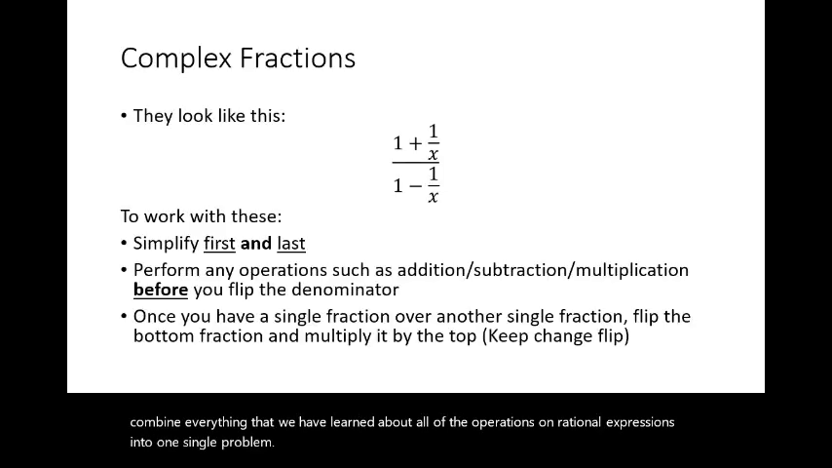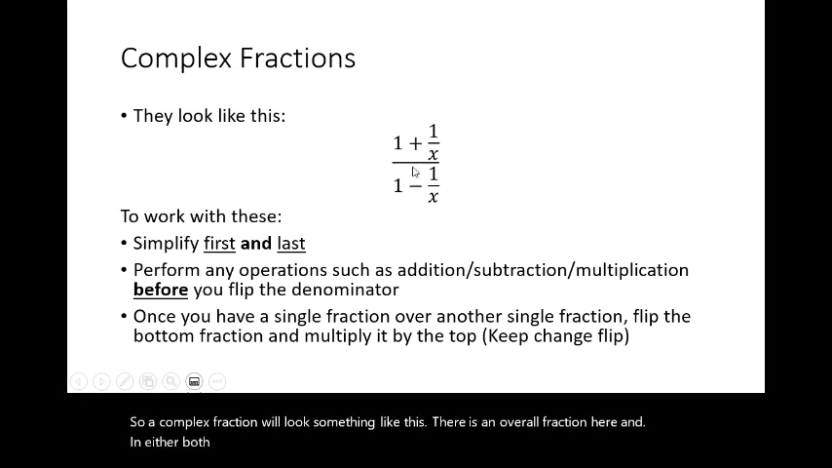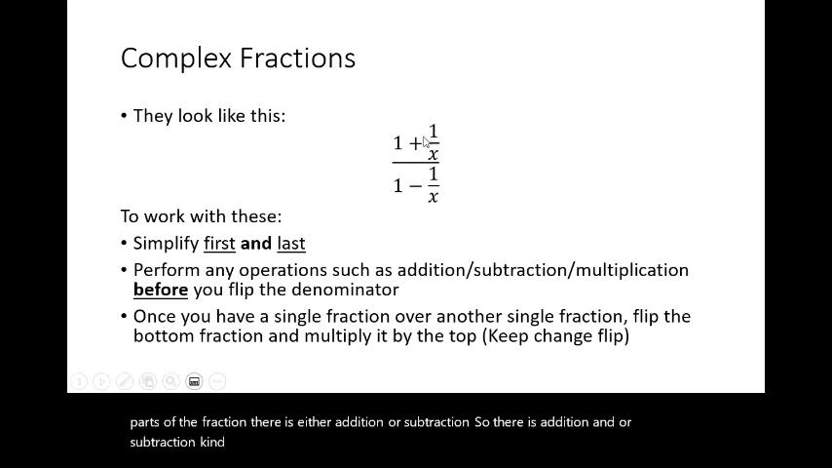So a complex fraction will look something like this. There is an overall fraction here, and in either both the numerator and the denominator, or just one of the other, but in one or both parts of the fraction, there is either addition or subtraction. So there is addition and or subtraction kind of built into the overall fraction, and it looks something like this.